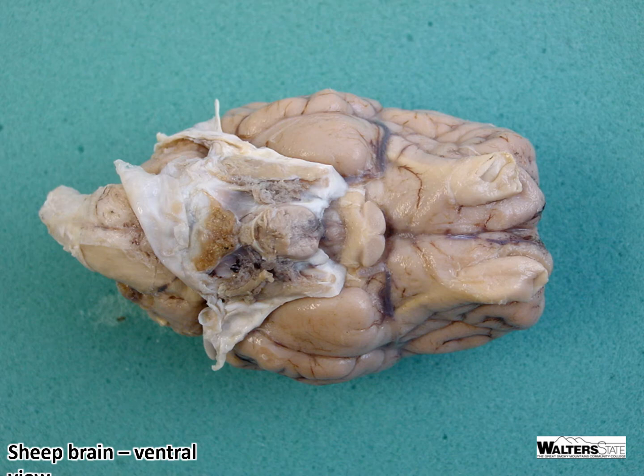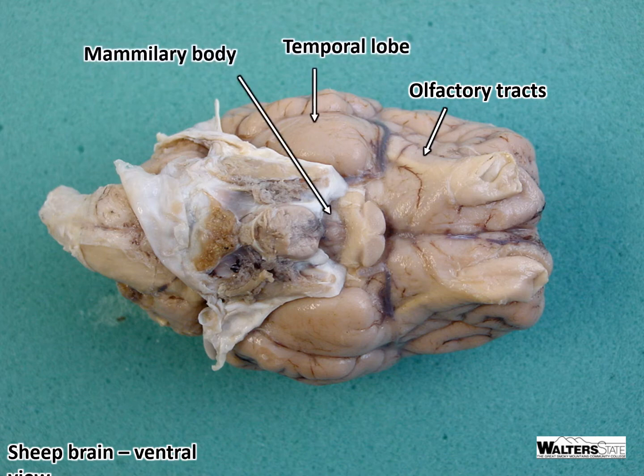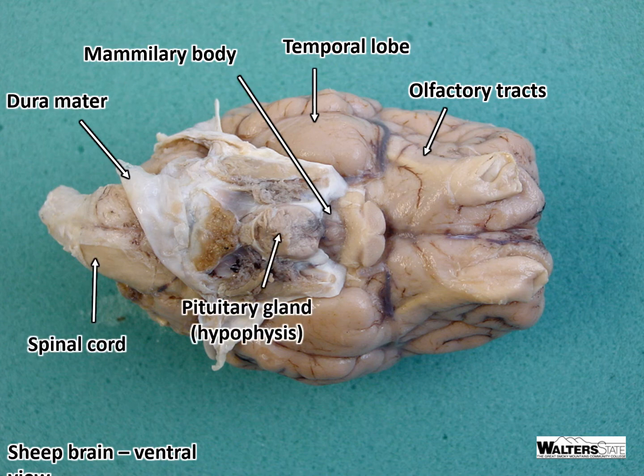Here's another look at the underside of the sheep brain. These are the olfactory tracts. Here's the temporal lobe again. This is the mammillary body. This is part of the midbrain. This is the dura mater. This is the spinal cord. This is the pituitary gland.